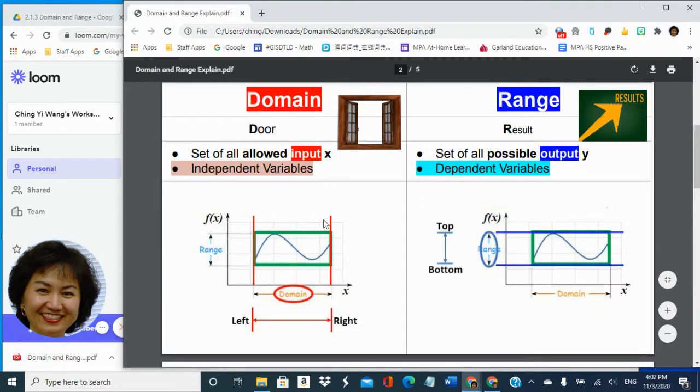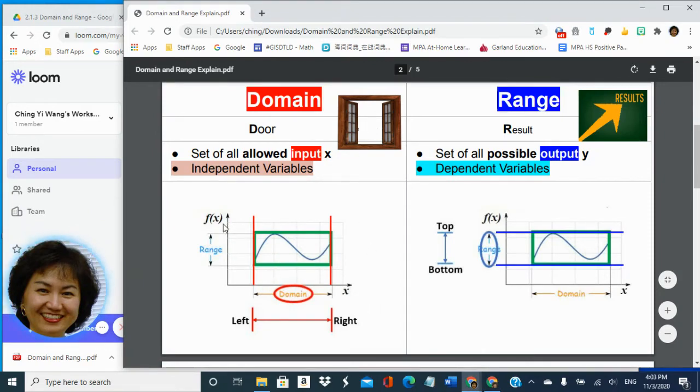What is domain? Domain is the set of all allowed input x. You can relate domain with the word door. You see, D goes with D. That might help you to remember. Like this picture shows a door here. It allows the input to go in.